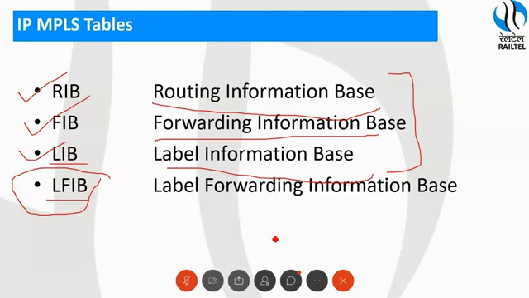Based on the LFIB table, the packets in an MPLS network are forwarded to the next interface. Let us see in the next slide how that happens and what kinds of tables are there in a normal router. A normal router will always have a routing information base and a forwarding information base. It could be a different name, but it will have a routing table and a forwarding table.